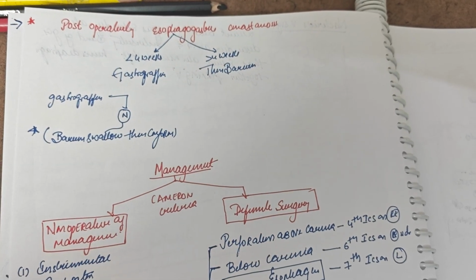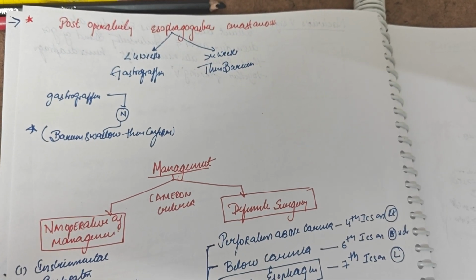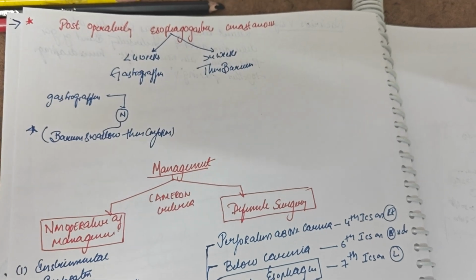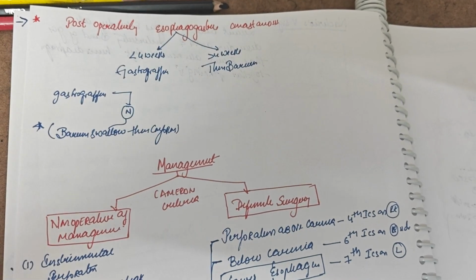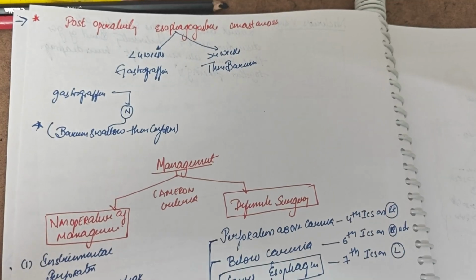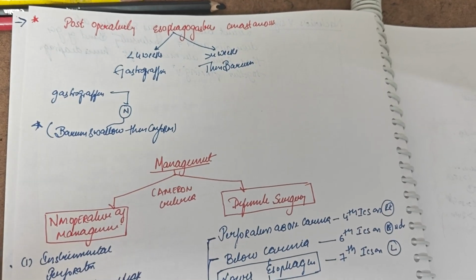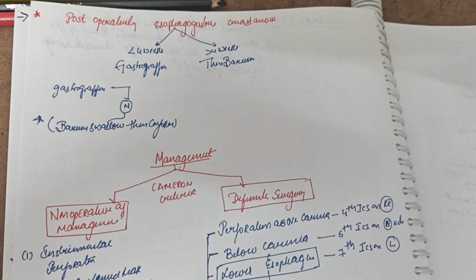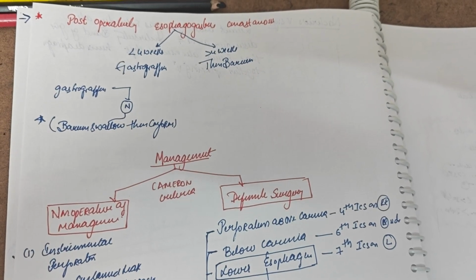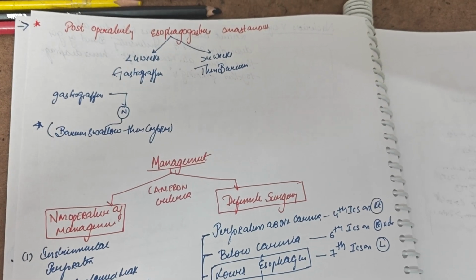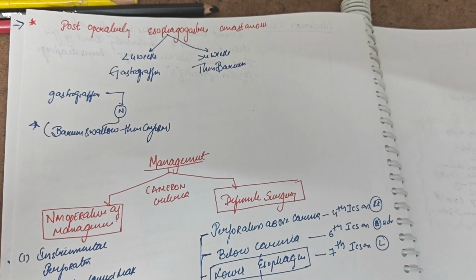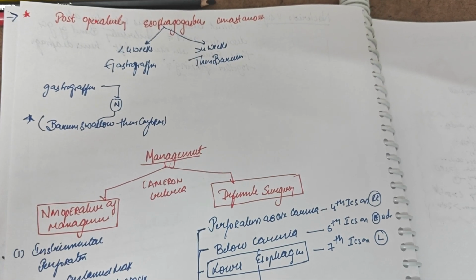Say when you use gastrographin and it comes out normal, but you highly suspect there is a leak or perforation, you use a barium swallow to confirm whether the perforation has happened or not. That's the basic point to understand in the investigations.